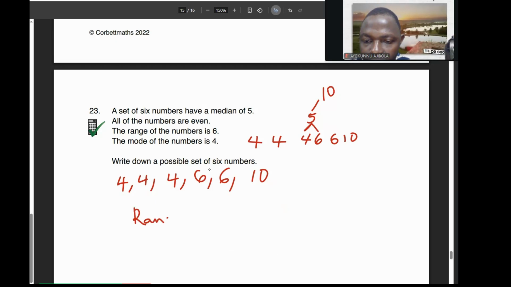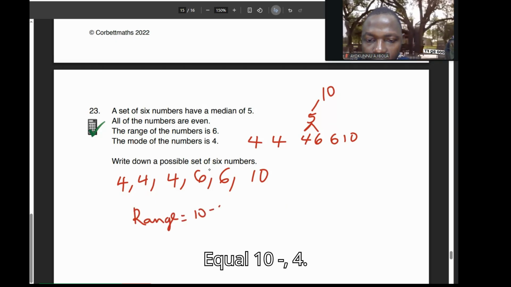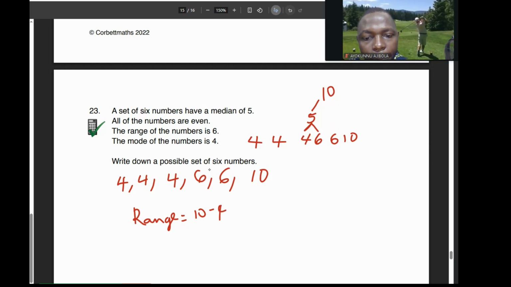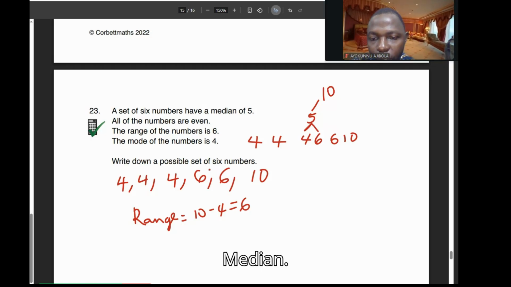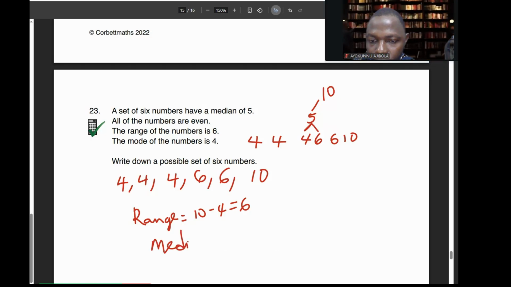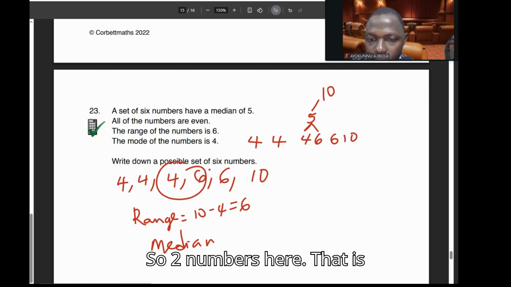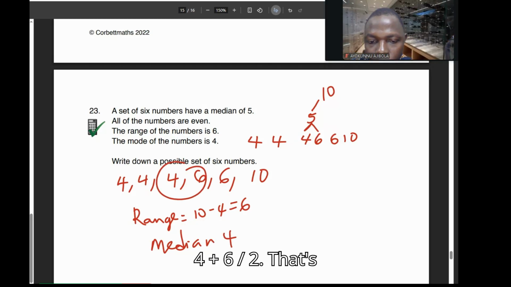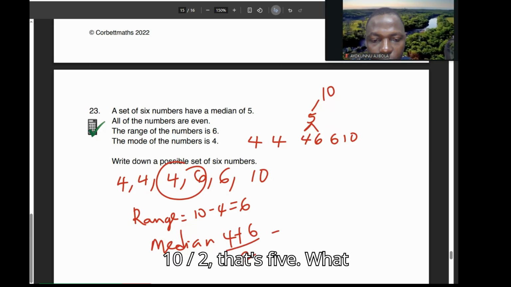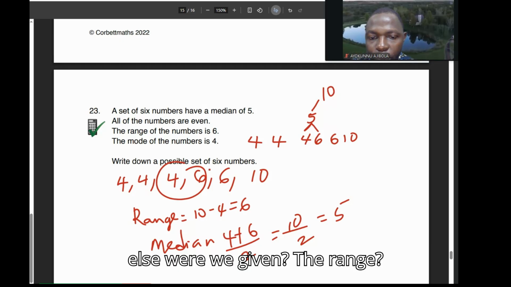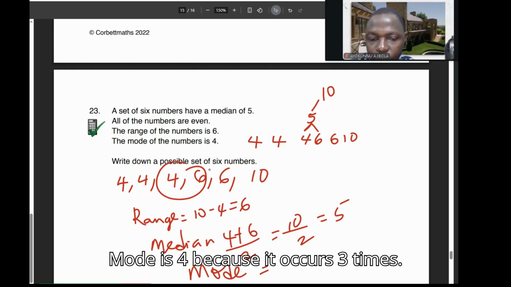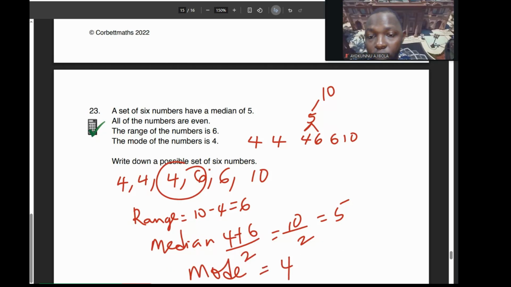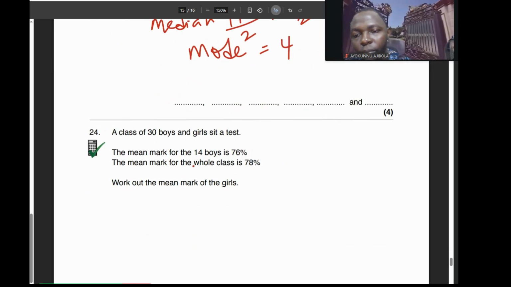Range equals 10 minus 4, and that's 6. Median: so two numbers here. That is 4 plus 6 over 2. That's 10 over 2. That's 5. What else were we given? The range, the median, the mode. Mode is 4 because it occurs 3 times. I think these are possible numbers.